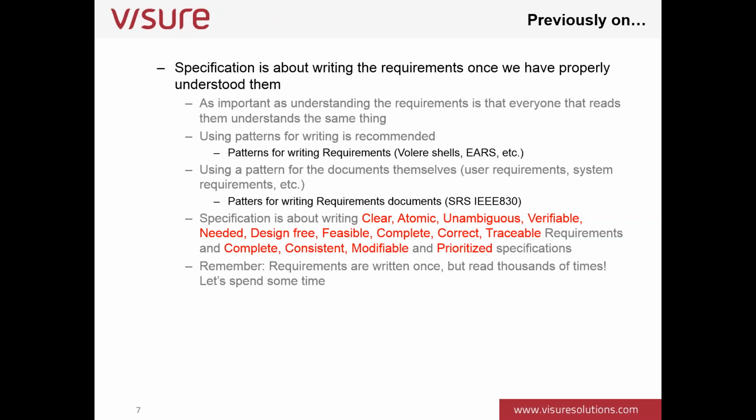When specifying the requirements, we have also mentioned some techniques, some rules that we should follow, or at least we should try to follow for writing them. The requirement must be clear, unambiguous, verifiable, feasible, design-free, complete, and so on and so on. There are also some rules not for the single requirements, but for the whole specification. We have already mentioned them. We will be talking a bit more about them in today's webinar, because those rules are for the specification, but we will be taking them into account also during the validation.